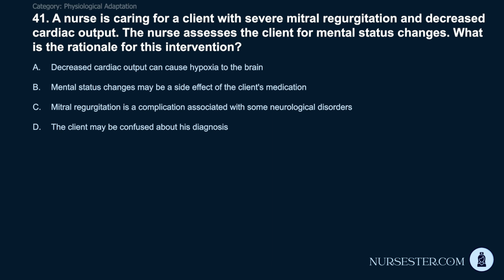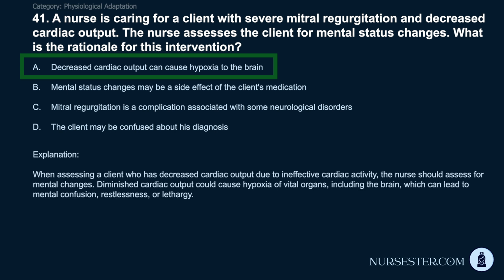The nurse assesses the client for mental status changes. What is the rationale for this intervention? A. Decreased cardiac output can cause hypoxia to the brain. B. Mental status changes may be a side effect of the client's medication. C. Mitral regurgitation is a complication associated with some neurological disorders. D. The client may be confused about his diagnosis. Correct answer, A. Decreased cardiac output can cause hypoxia to the brain.